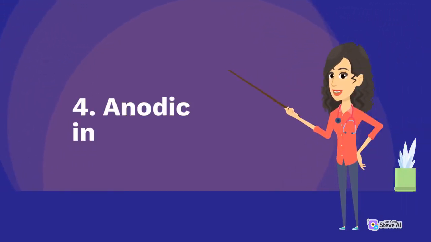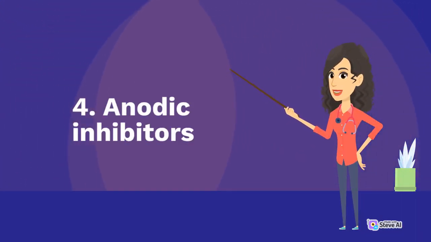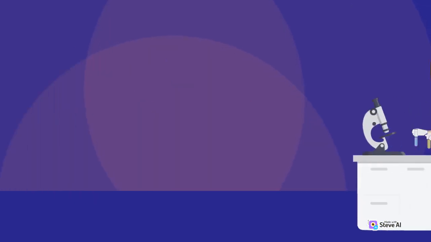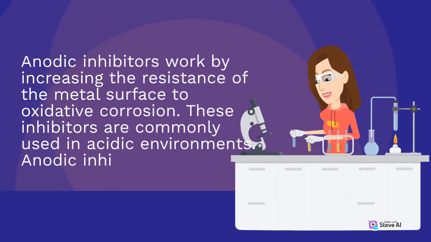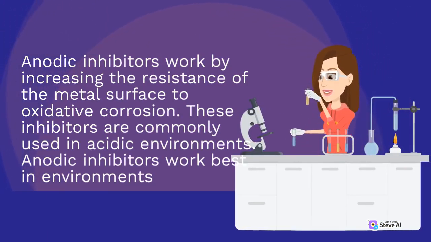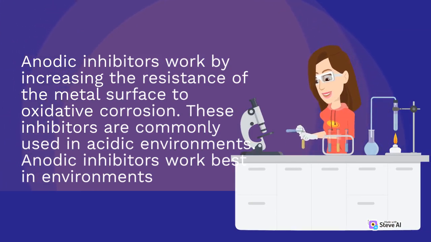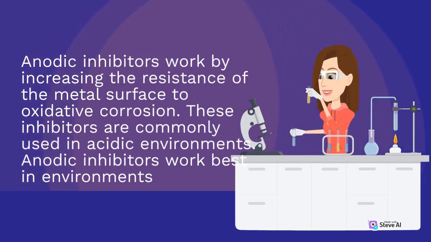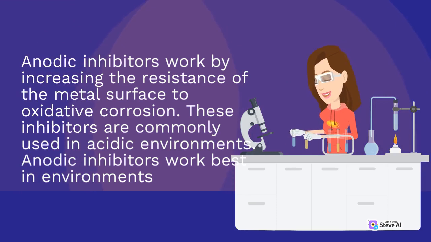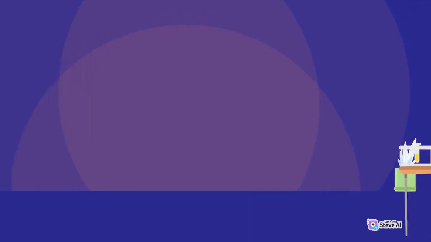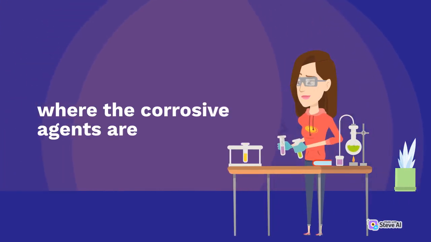4. Anodic inhibitors. Anodic inhibitors work by increasing the resistance of the metal surface to oxidative corrosion. These inhibitors are commonly used in acidic environments. Anodic inhibitors work best in environments where the corrosive agents are acidic.